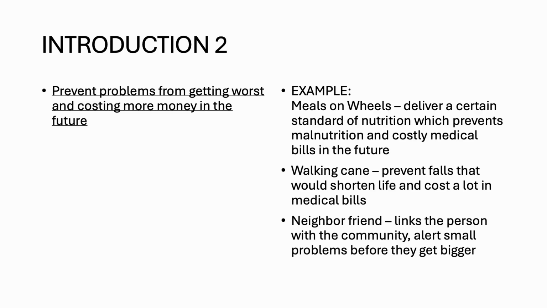Walking cane, let's say, for example, for a person, will prevent a fall, which would shorten a person's life and potentially cost them a lot because they're going to be going to the hospital because they broke bones and they need to stay there.